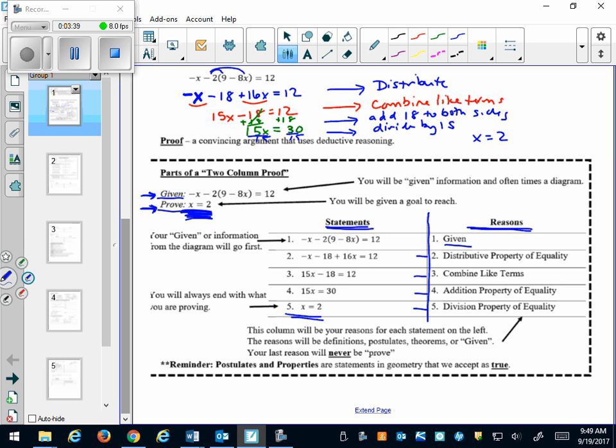Remember that your statements, the first one might be your given, but everything else needs to have a justifiable reason that is either a postulate or a theorem or a definition or some sort of property. The only time you have anything other than those things that I just mentioned is the first one, which is given. You never use prove as a reason. Okay?